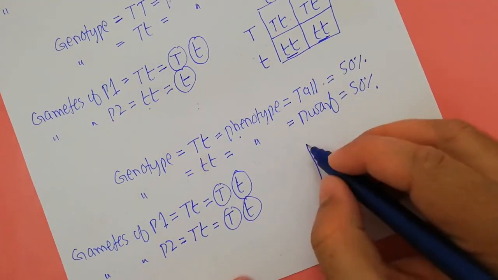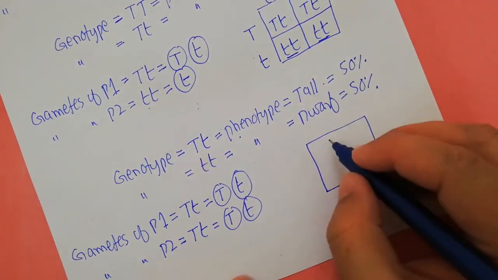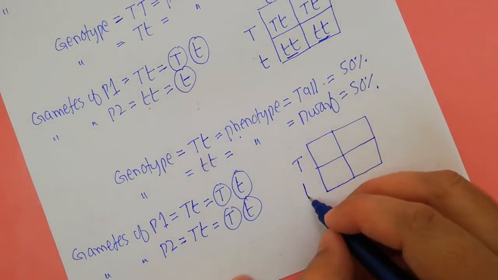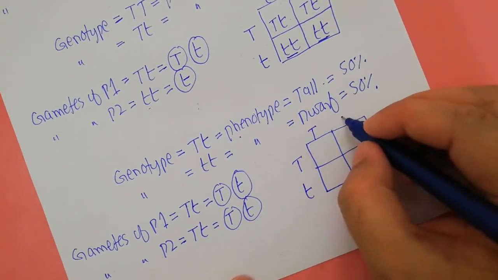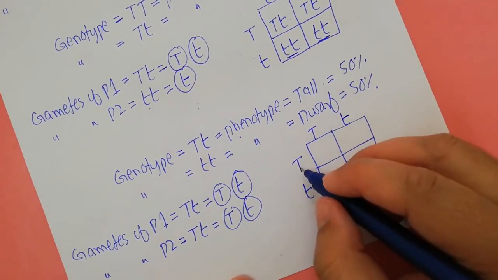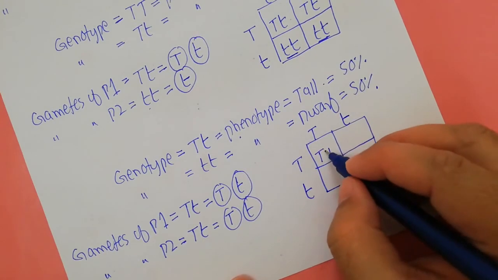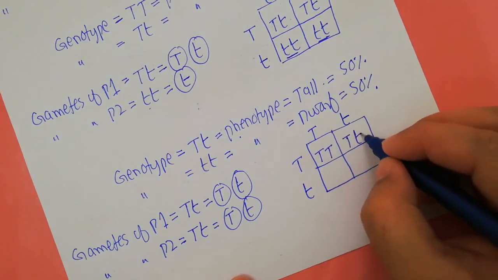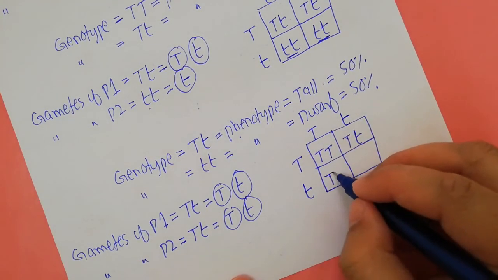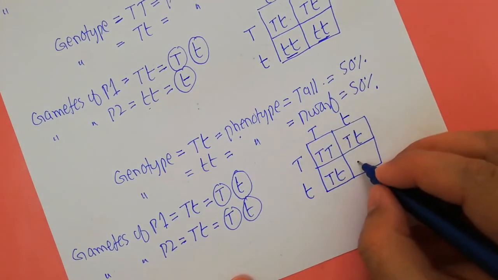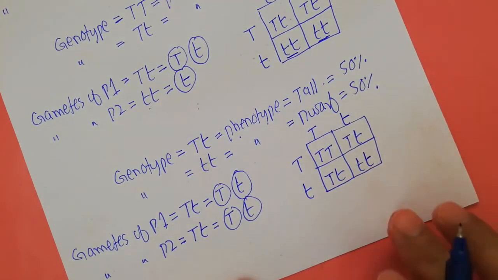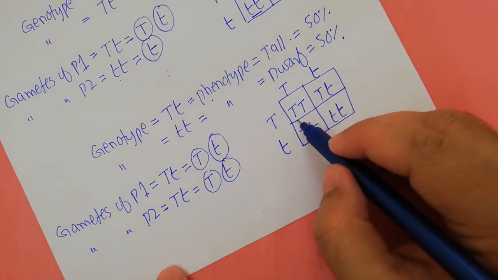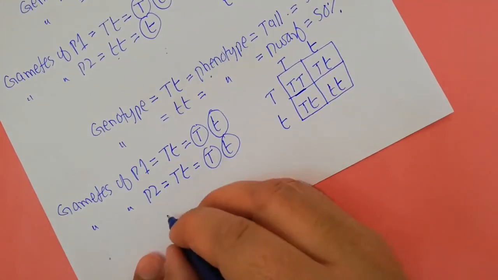If you talk about the offspring of these parents, this side is going to show you the gametes of one parent, the capital T and the small t. This is showing you the gametes of the other parent, the capital T and the small t. So if you cross them, this capital T is going to combine with this capital T. This capital T is going to combine with this small t. This capital T can combine with this small t, and this small t can combine with this small t. So if you talk about the offspring, this is one of the genotypes with the capital T and the small t.